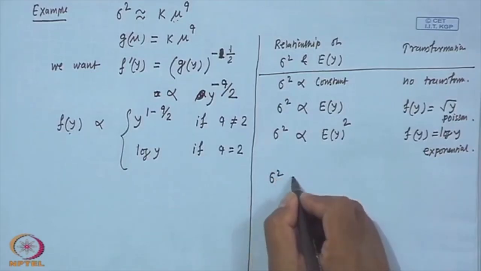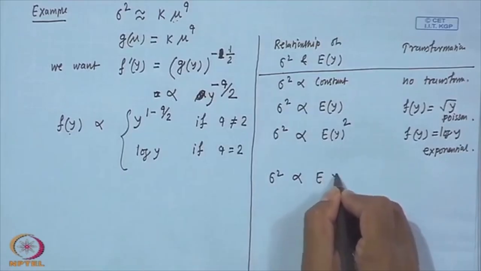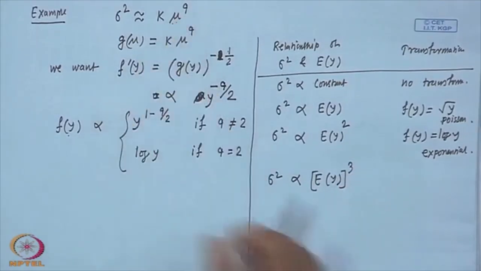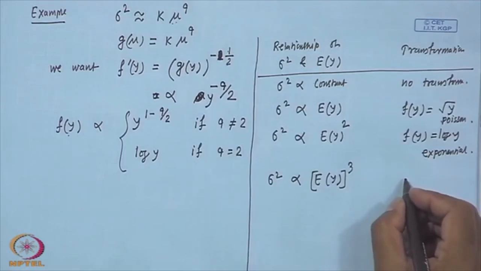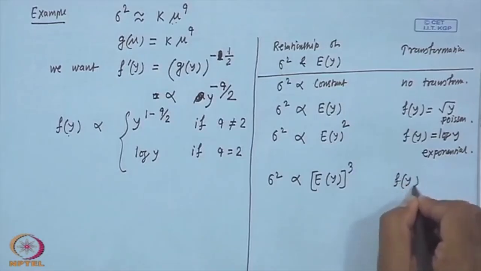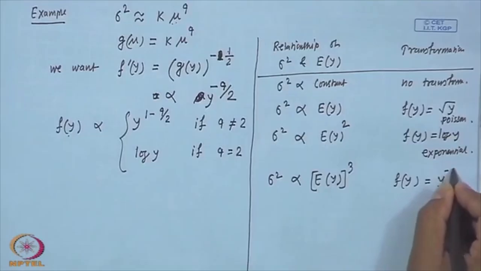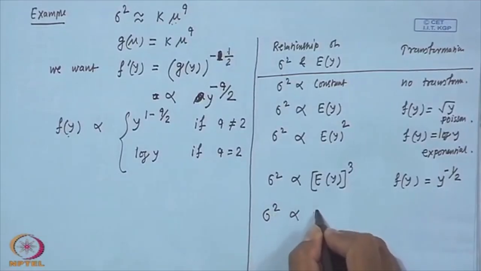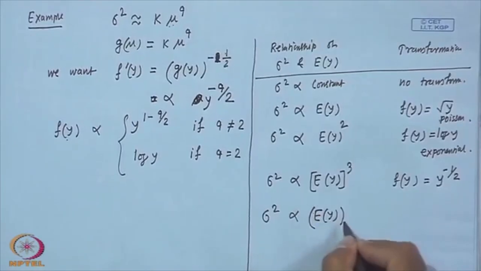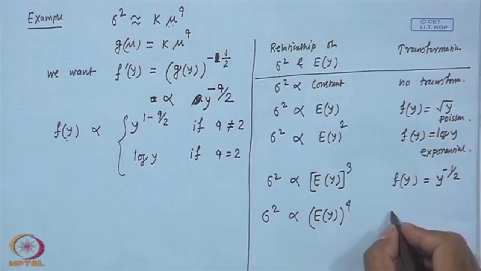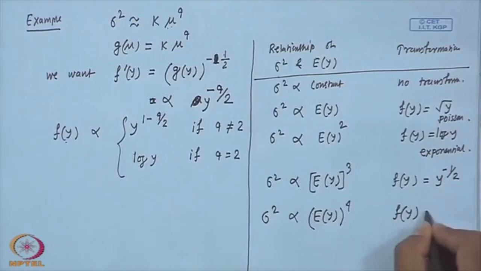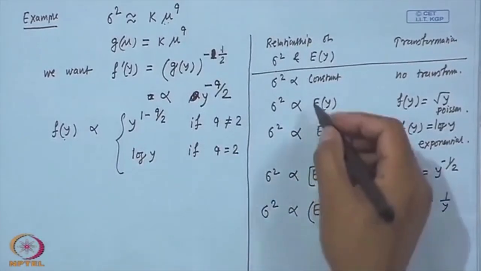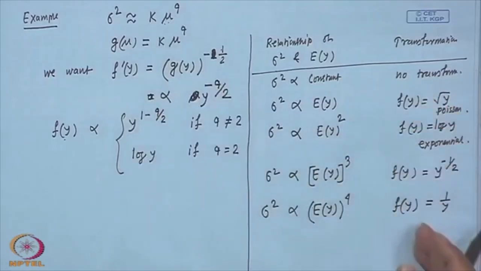Now, if sigma square is proportional to expectation of y to the power of 3, then q is equal to 3, and the transformation f y is equal to, you can check that this is y to the power of minus half. Similarly, if sigma square is proportional to expectation of y to the power of 4, then f y, the transformation you have to take on y to make it constant variance is 1 by y. I mean, if the function g mu is of this form, you can find the transformation very easily.